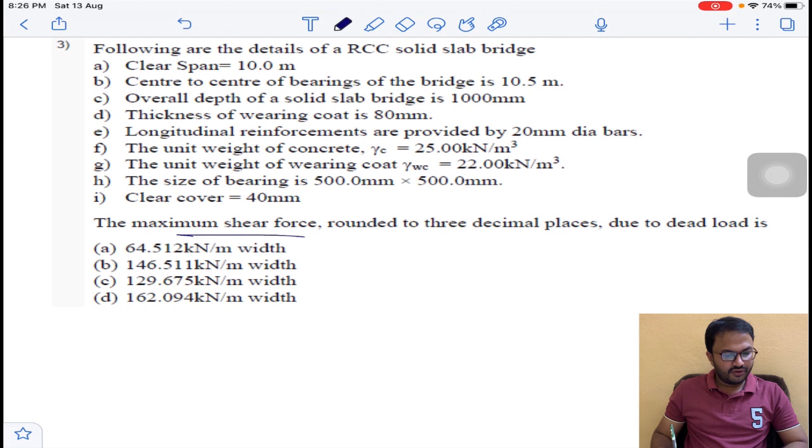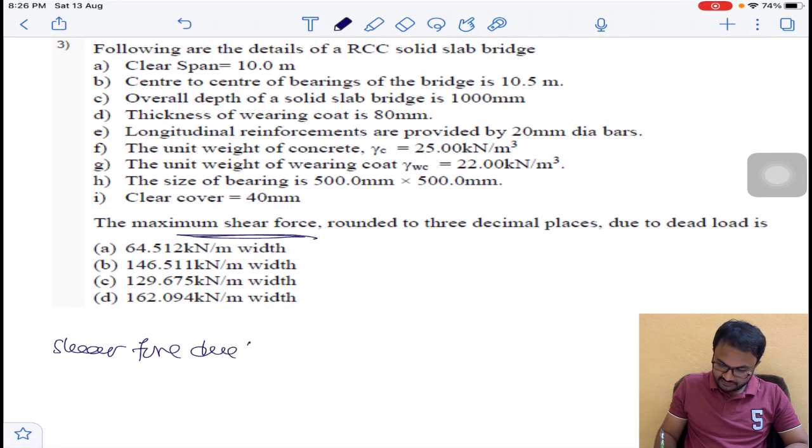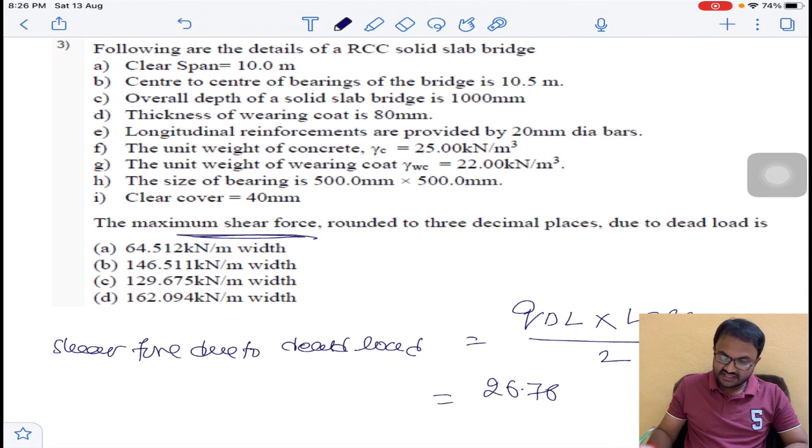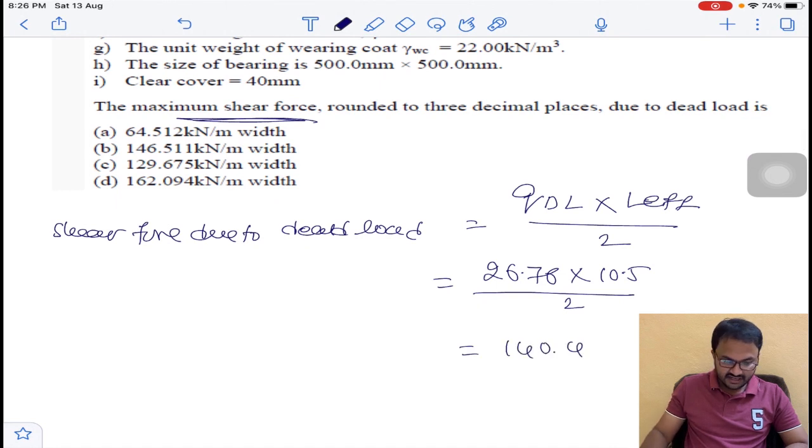Next, he has given more information and asks for maximum shear force. Maximum shear force is equal to shear force due to dead load, that is Q dead load into L effective divided by 2. The total dead load is 26.76, calculated in the first problem itself, and L effective is 10.5 divided by 2. You will get 140.49 kilonewton per meter width. Here also no option is matching, but the closest answer is 140. The nearest option is option C for question number 3. Clear?